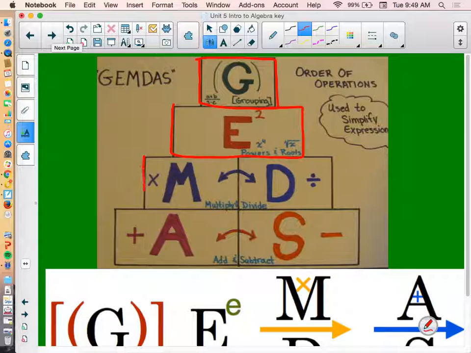And see where we talked about multiplication and division, they're on the same level. So it's whichever comes first from left to right, and same with addition and subtraction. So if you want to write it like this, that might help you remember that multiplication and division come at the same time, and addition and subtraction come at the same time. And sometimes you might have subtraction first, and sometimes you might have addition first. It's whatever comes from left to right.